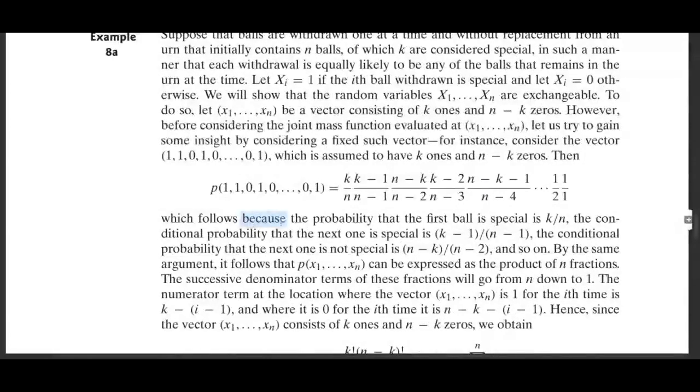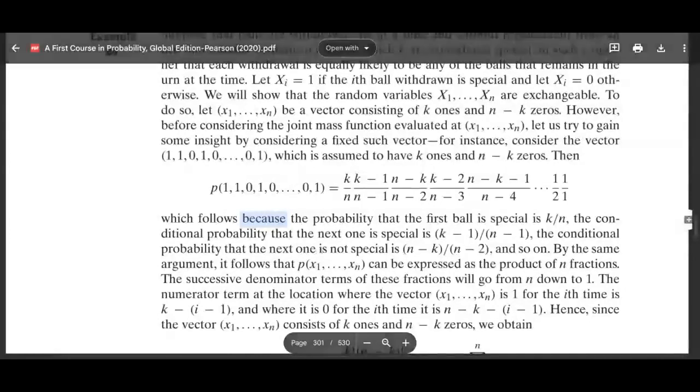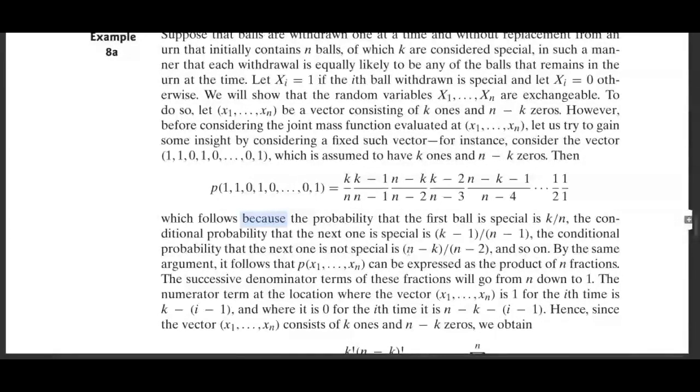So which follows because the probability that the first ball is special is k over n. The conditional probability that the next one is special is k minus 1 over n minus 1 without replacement. The conditional probability that the next one is not special is n minus k, because we have n minus k of them, over n minus 2, right? Because we are only left with n minus 2 now, and so on.